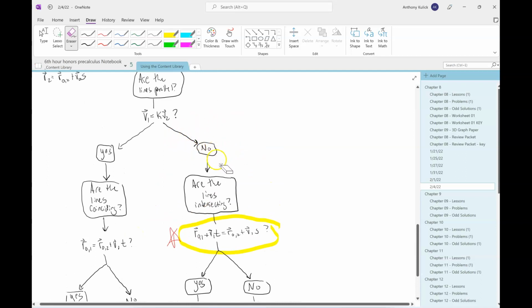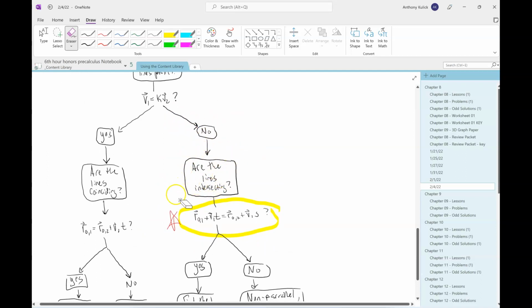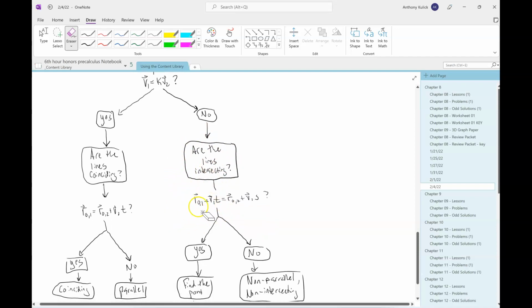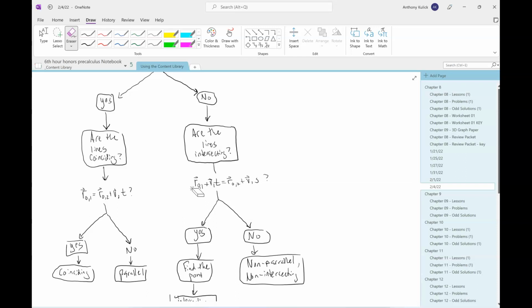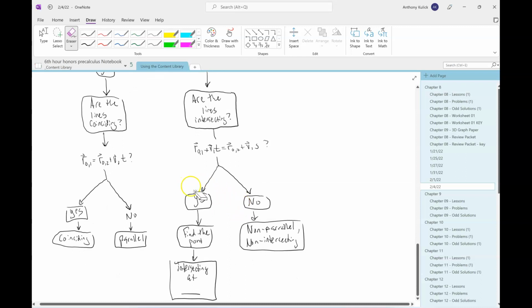Now, if the lines were not parallel, the thing that I would do next is check to see if they're intersecting. To do that, I'm going to check to see if R1 can ever equal R2. And this is the same process we used in the two-dimensional situation to find the intersection of two lines. We have an additional equation, so there's like one extra thing we have to do there, but it's the same initial setup. If there is an intersection, then we would want to find that point and list it. If there is no intersection, then we know that the lines are non-parallel and non-intersecting.